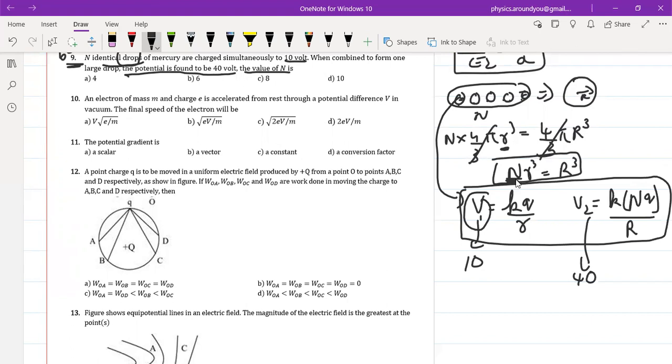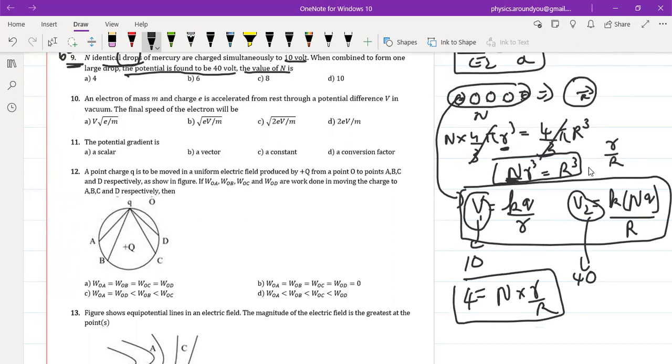So once I divide these two, V2 by V1, it will become 4 equal to N into r by R. But for me, what is r by R? From this, (r by R) whole cube is going to be 1 by N. So therefore, r by R is going to be 1 by N power 1 by 3. So it is going to be 4 equal to N power 2 by 3.